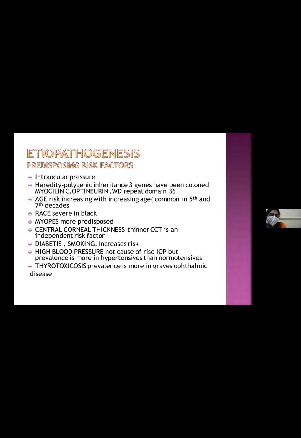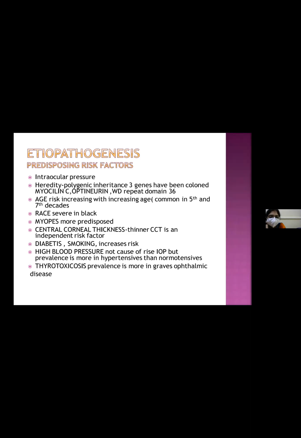field defects. Next, etiopathogenesis, the predisposing risk factors. Intraocular pressure is the most important risk factor. Next, heredity, family history, having polygenic inheritance. Two dozen loci have been identified for open angle glaucoma, out of which only three have been cloned: myocilin, optineurin, and WD repeat domain 36.